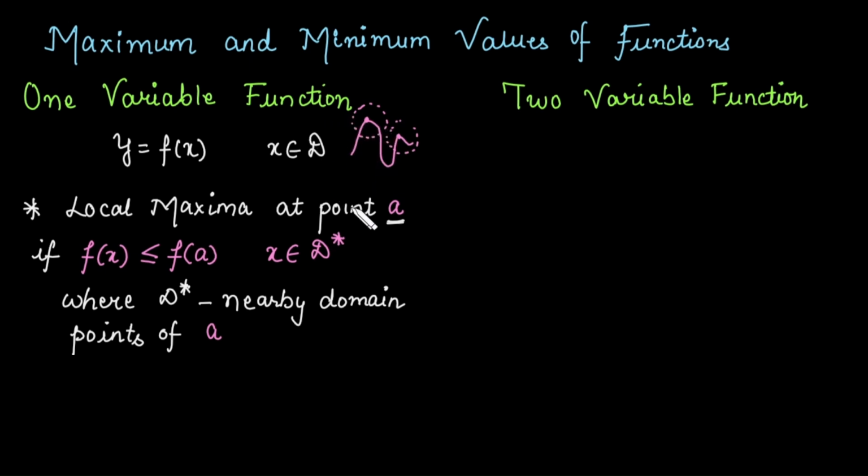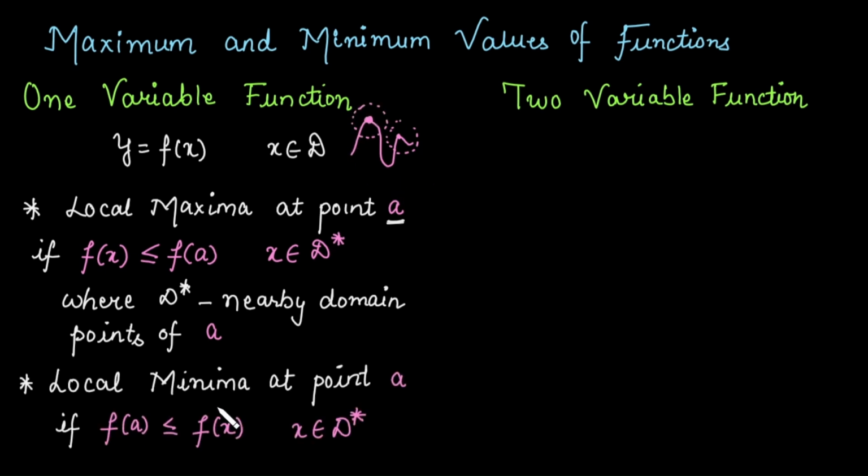However, if this point is highest in the entire domain, then it is called a global maxima or an absolute maxima. In this case, this point is called a global maxima as we are considering the entire domain.